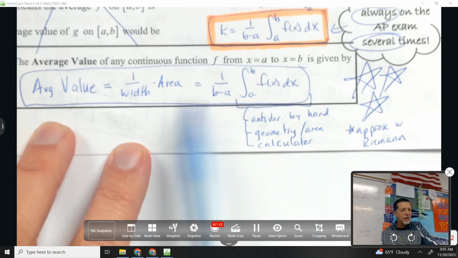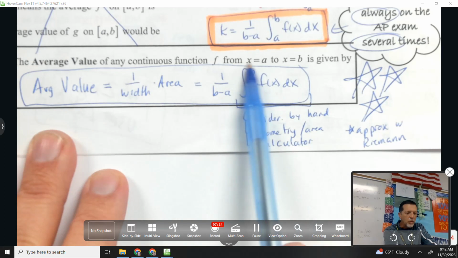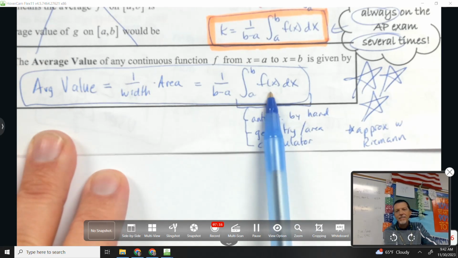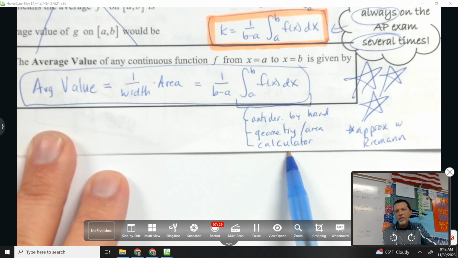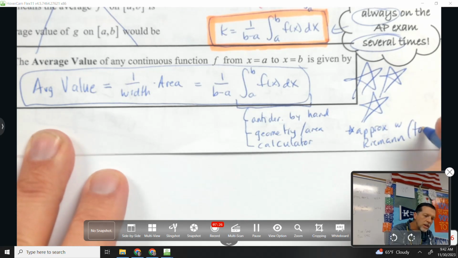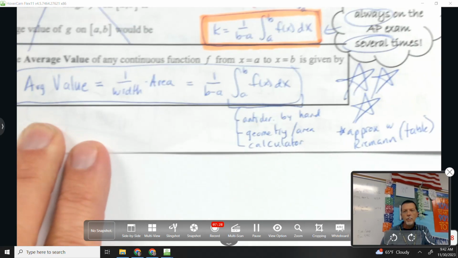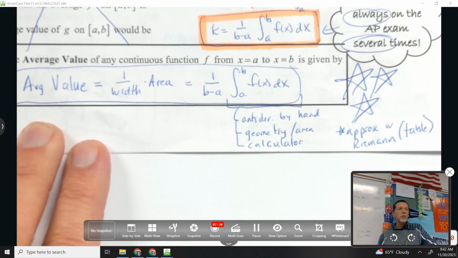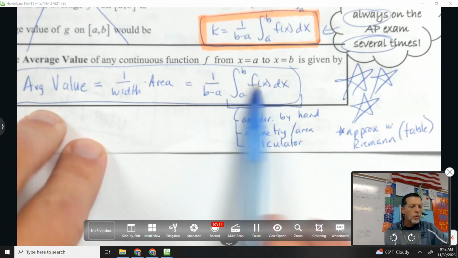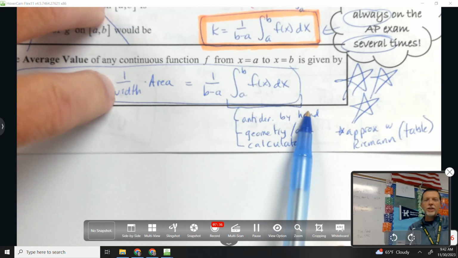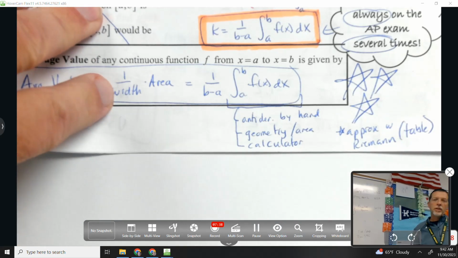So you have to know what average value is and how to get it, but then you have to know how to find that antiderivative. Sometimes it's by hand, sometimes we use the calculator, sometimes we use geometry formulas, and other times, like if they give you a table, they'll say approximate it using a right-hand sum, or approximate it using the trapezoidal rule. So it's one formula, but there's a whole lot of things we can do with that one formula.